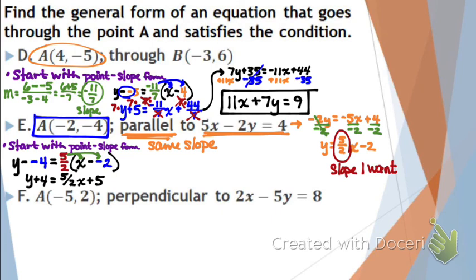I'm not supposed to have fractions in standard form. Times 2. Everybody gets doubled. So that's going to get rid of my fraction there. So I'm going to have 2y plus 8 equals 5x plus 10.